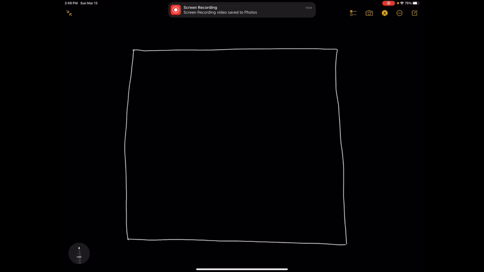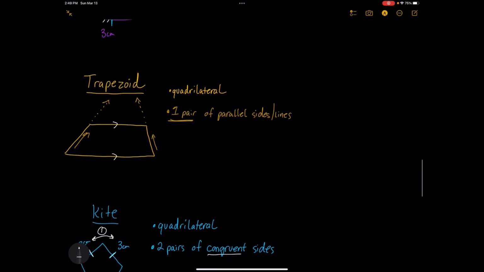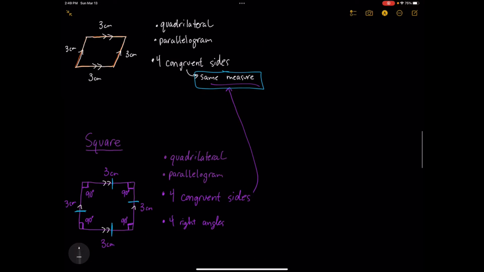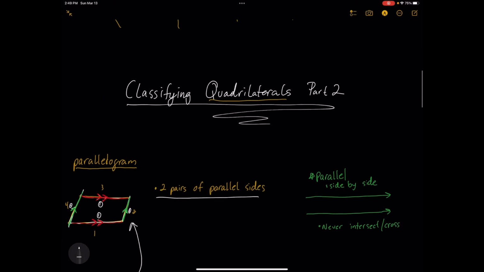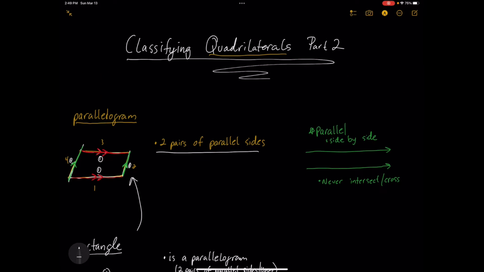All right, you guys. So here we're back. This is the last video that's going to wrap this up, okay? And this video is just talking about all of these different shapes: the kite, the trapezoid, the square, the rhombus, the rectangle, and the parallelogram, and how they are all connected to each other and how they're all quadrilaterals, okay?